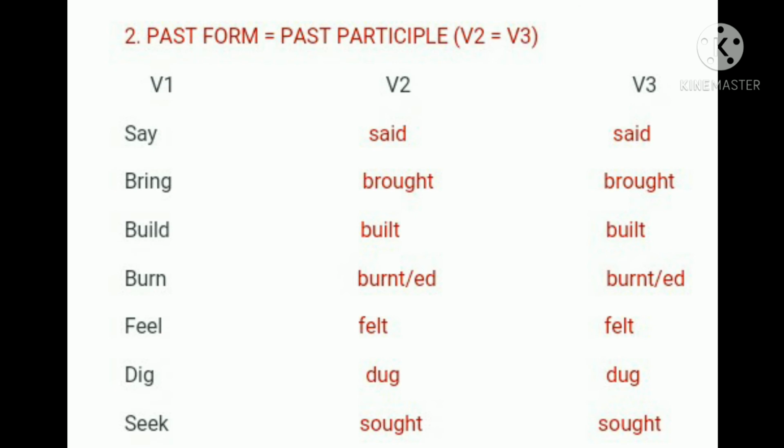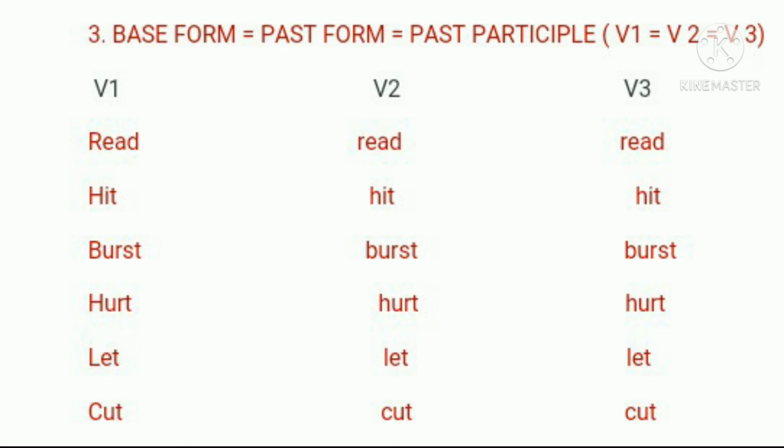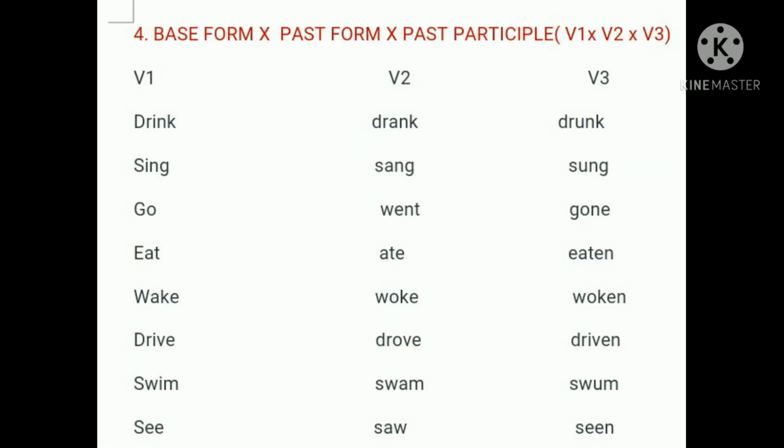Number 3 category is V1, V2, V3 all are the same. For example, read, read, read, heat, heat, heat, burst, burst, burst, hurt, hurt, hurt, let, let, let, cut, cut, cut. Number 4, base form, past form, past participle all are separate. For example, drink, drank, drunk, sing, sang, sung, go, went, gone, eat, ate, eaten, wake, woke, woken, drive, drove, driven, swim, swam, swum, see, saw, seen.